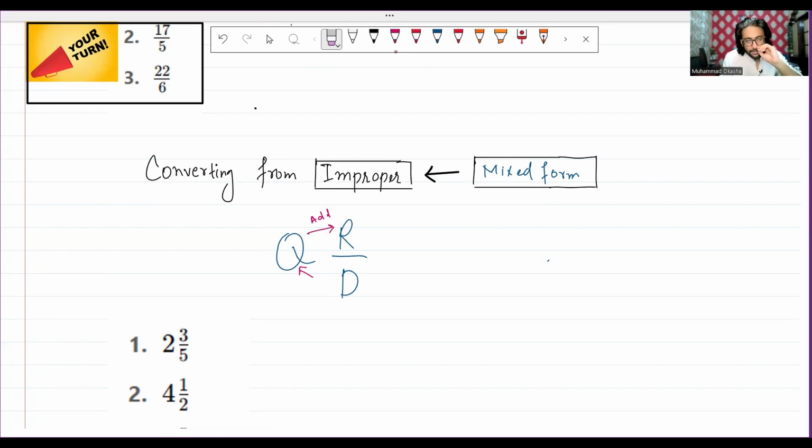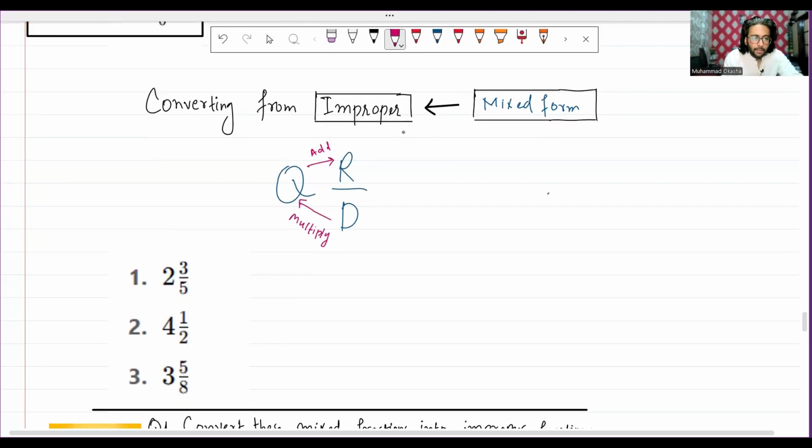I think I should write it like this. Multiply and add. Well, what do I mean by that? Let's see. Over here, 2 is written as 2 whole 3 by 5. Thus, it is read as 2 whole 3 by 5. Okay, so how would you convert this into an improper fraction?